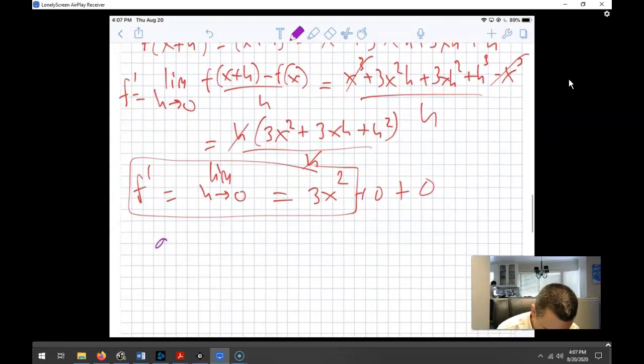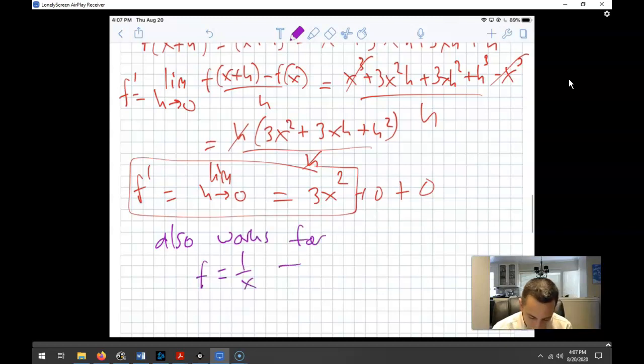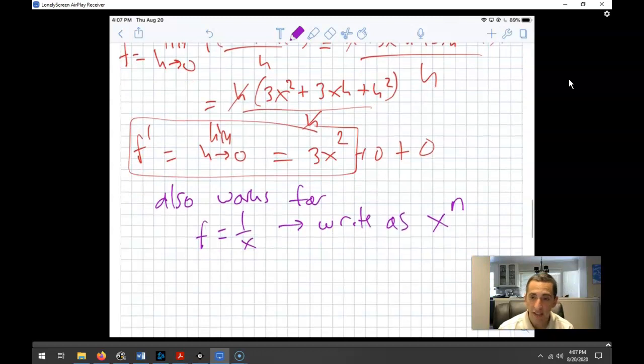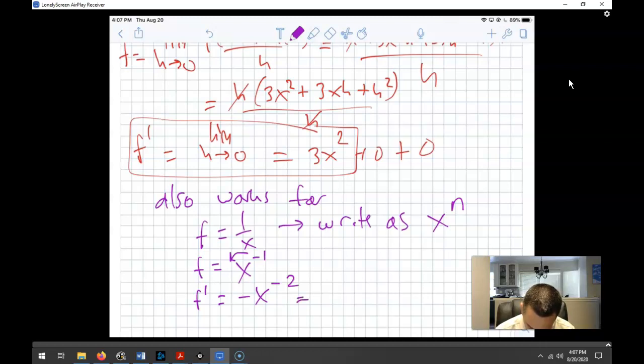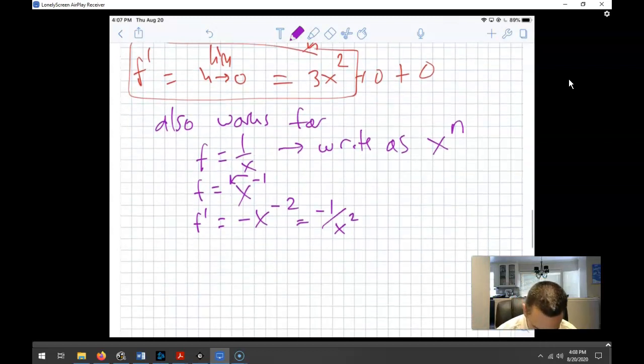This also works for something like f equals 1 over x. What you should do is write this as x to the nth power. So write it as x to some power. So 1 over x, we know we can write as x to the negative 1. Then the derivative of that, the negative 1 comes down, is negative x to the negative 2, which you could also, of course, write as negative 1 over x squared. Now, you could prove this with limits too. You'll get the same formula, but that does work.